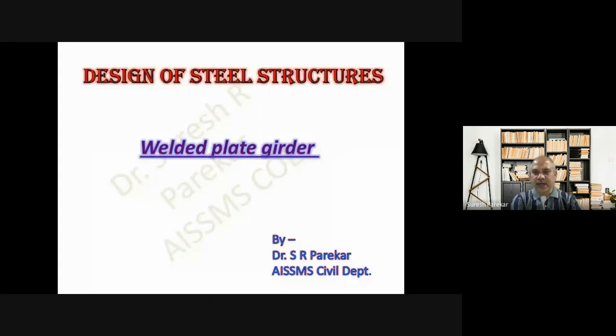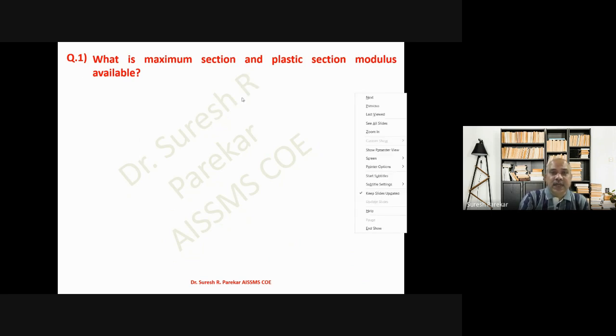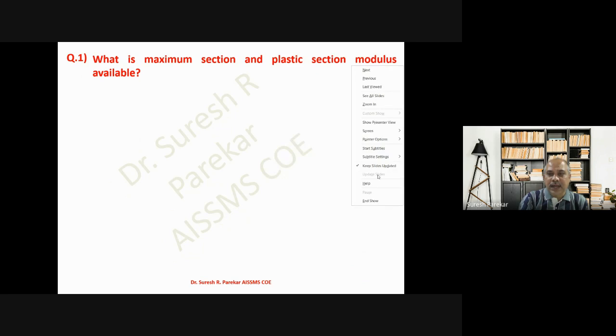Good evening. So today we will see questions from welded plate girder. So we have: what is the maximum section and plastic section modulus? What is the maximum section? Section means rolled section. So what is the maximum rolled section available and what is the value of plastic section modulus for it? So this is the maximum rolled section available.